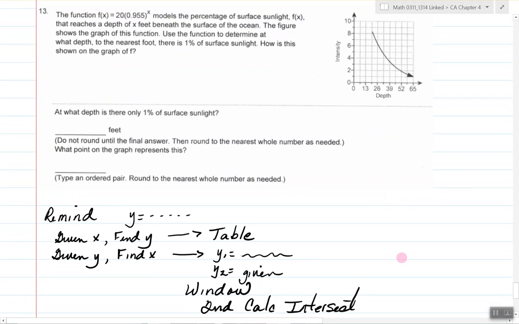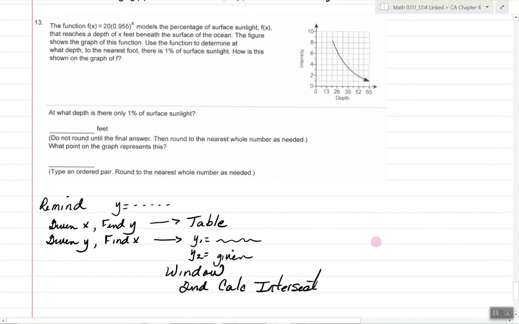Perhaps it would be worthwhile to make a little notation of that. All right, number 13, the function f of x is equal to 20 times 0.955 raised to the x models the percent of surface sunlight, which is your y value, that reaches a depth x feet below the surface of the ocean. And this is a picture of it. As you go deeper, less and less percentage of light filters down.